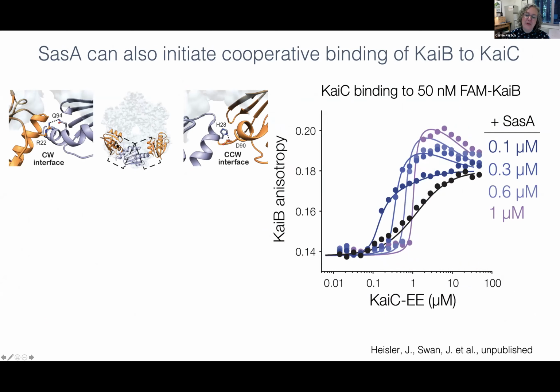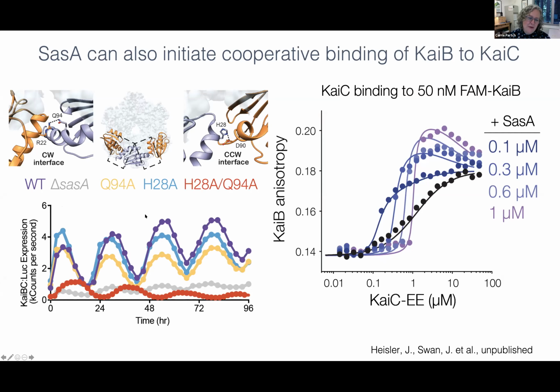And in a whirlwind tour of in vivo data, we made a model of what a mixed hexamer might look like to explore interfaces on adjacent sides, either the clockwise or counterclockwise interface between SAS-A, shown in purple, and KaiB, shown in orange. And suffice to say that mutations of either Q94 or H28 had a modest effect on reducing cooperativity, but eliminating both with alanine mutations had a really significant effect in vitro in this cooperativity assay.